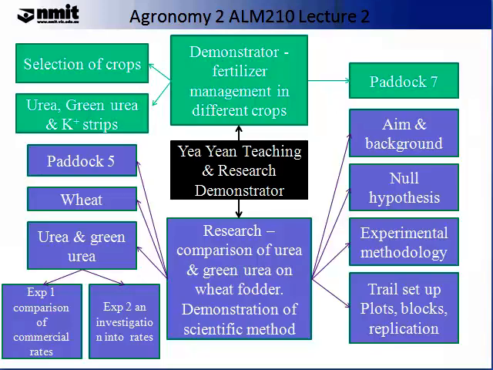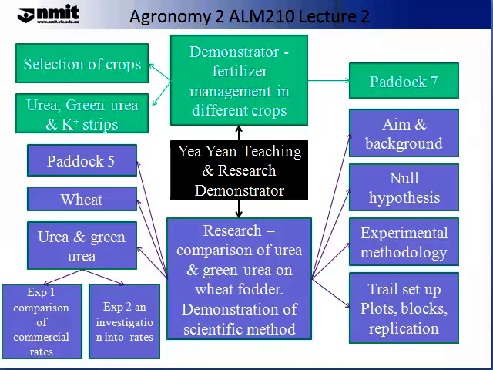The image on the slide is a flow chart which is bringing together the main points and objectives of the Yang Ying teaching and research demonstrator. Essentially, we are trying to demonstrate two different approaches. The first is a true demonstrator. It is quite different from a scientific trial. We are looking at fertilizer management in different crops. This is located in paddock 7.